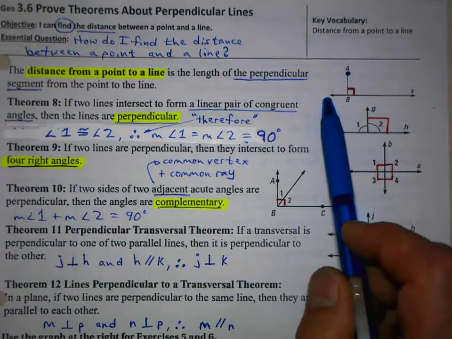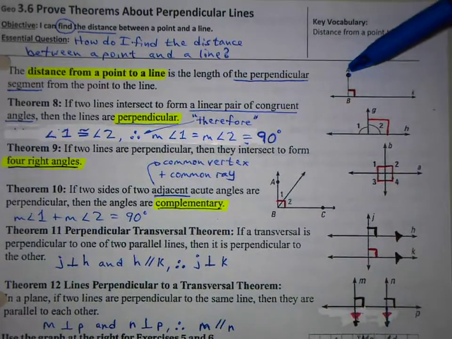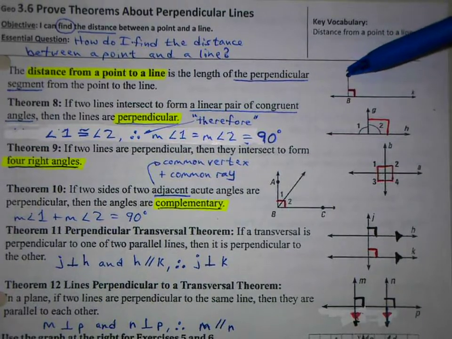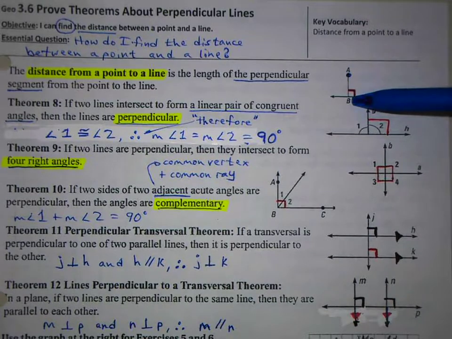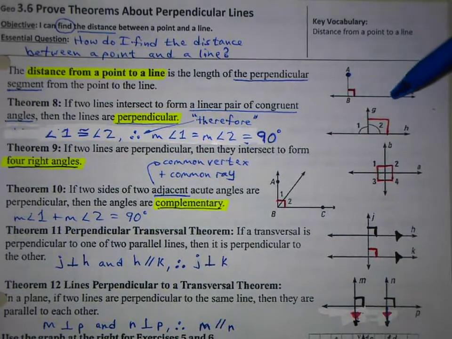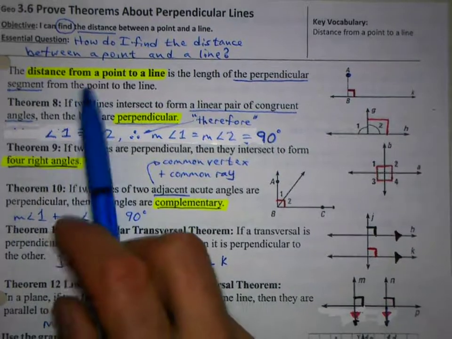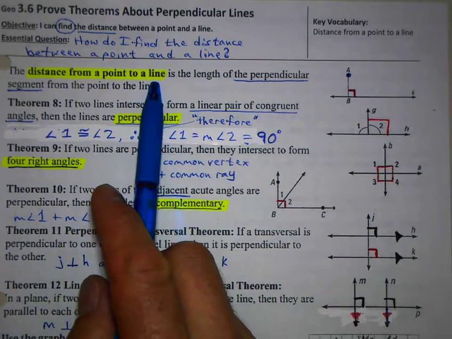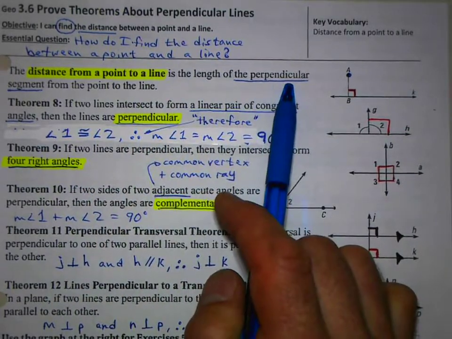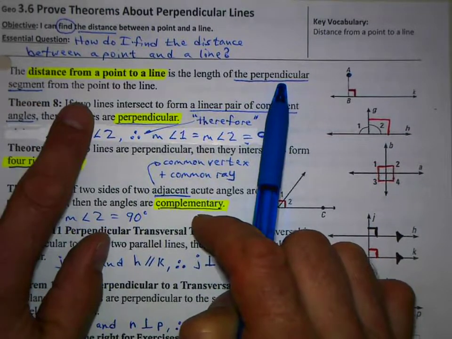So what we're talking about here, for example, is a line, and then there's a point that we are given, and we have to figure out the distance from that point to the line. Of course, we could find the distance over here, but what we want is the shortest distance from the point to the line. And so our first statement is that the distance from a point to a line is the length of the perpendicular. So that's the shortest distance, the length of the perpendicular segment from the point to a line.